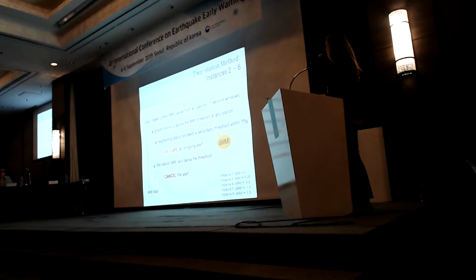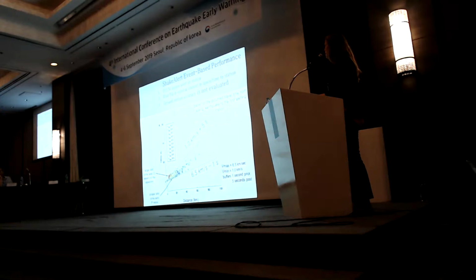So that's down here. Instance 1 is using a single station. Instance 2 means that both stations have to have the same MMI. Down to instance 6, which is actually our preferred, it means that the change in MMI is 1.5 MMI. So the first station triggers, for example, at MMI 4, and the second at 2.5.